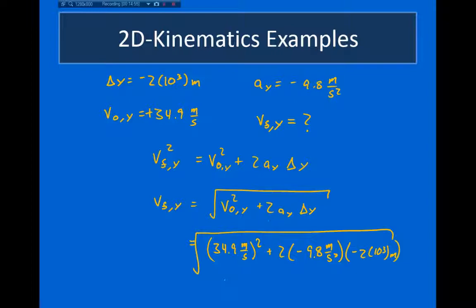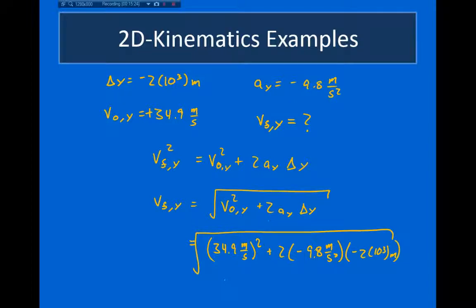And one thing I want to say, I don't want to ever see anybody do this. Very commonly, if somebody makes a sign error and they have, say, minus 9.8 here and plus 2,000 here, and they say, oh, I'm taking the square root of a negative number, they'll just drop the negative sign. Okay? That's not going to give you the correct answer. If I had made a mistake here, and one of these were positive and one negative, and then I just decided to drop the negative sign, I would get the wrong answer.